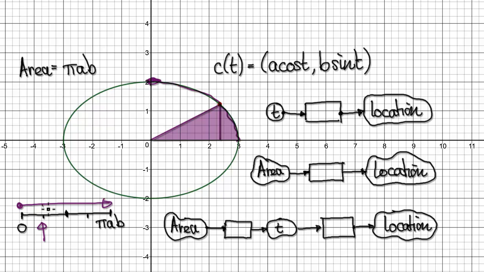And then we're moving along here. By the time it gets half of the area, the particle should be right here. By the time it gets to 3/4, the particle should be here. By the time it gets to the whole area, then it should be back to here.